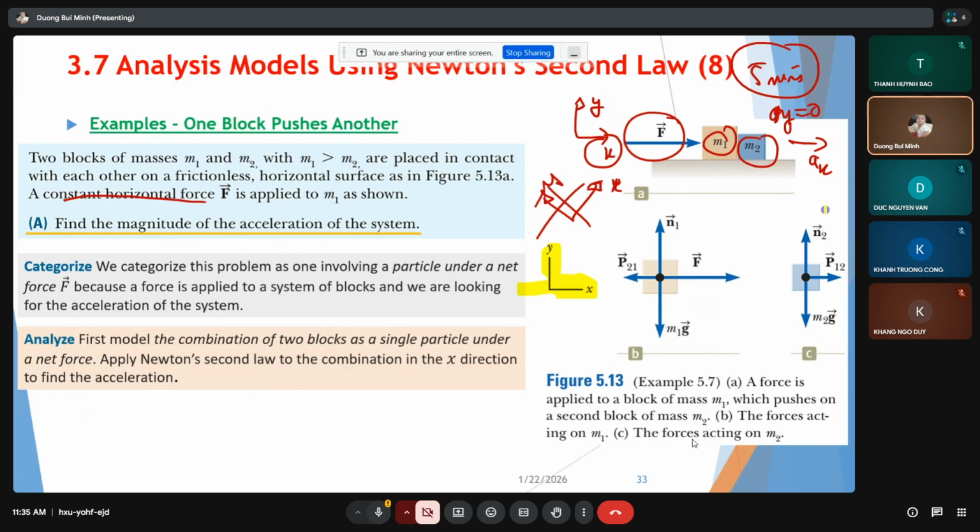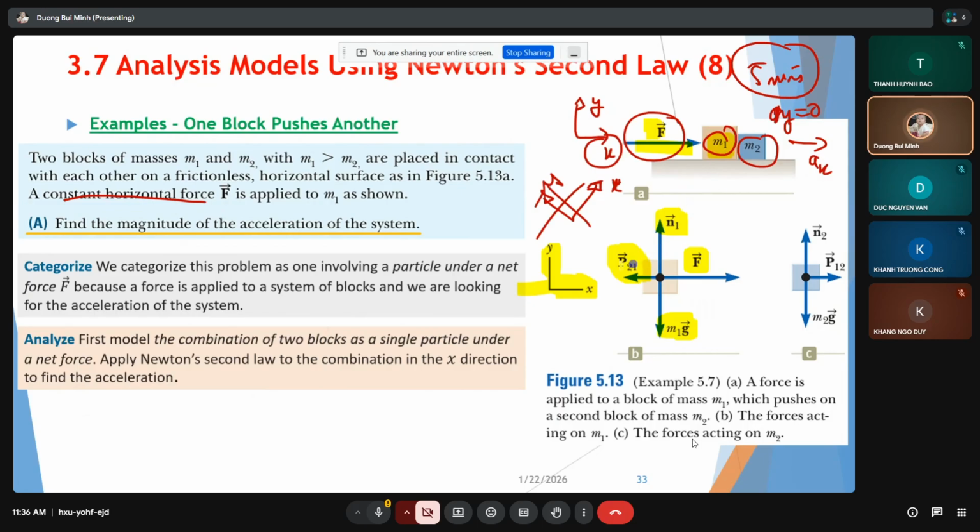If we pick M1 to analyze the forces, we have the normal force from the surface, the gravitational force, and F. And we have another force, B21. Why do we have B21? Because we have the force from object 1 to object 2, which is B21.